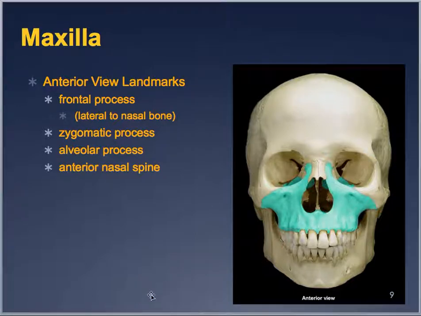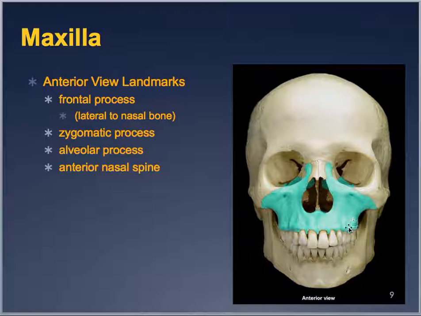The next process is a zygomatic process. We'll learn in a moment that the cheekbones on the side of your eyes here are the zygomatic bones. Therefore, part of the maxilla shown in green here that extends outward and laterally is the zygomatic process of the maxilla bone.